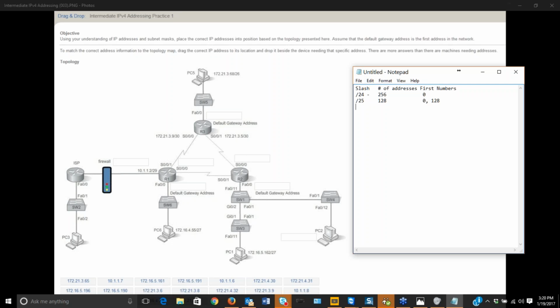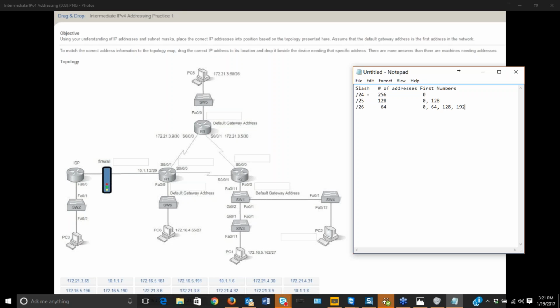Let's do another one here, /26. If we're cutting in half here, ladies and gentlemen, how many addresses are available for this? 64. With this pattern, you tell me what the first numbers are. 0, and what's the next one? You're adding here. 64, right, Paul? Okay, 64. And then 128, and then the last one is 192.